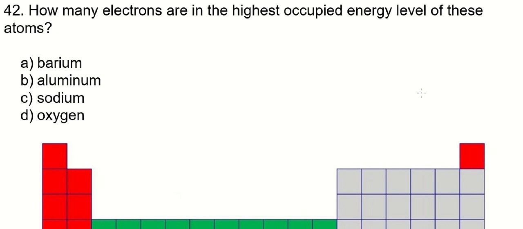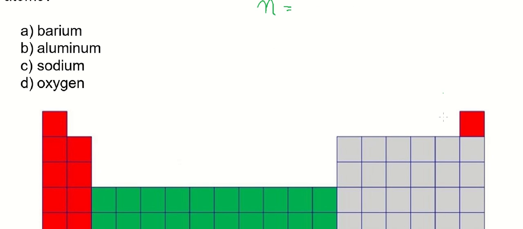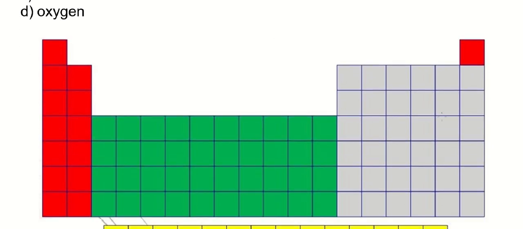Question's asking us how many electrons are in the highest occupied energy level. So we're looking at the principal quantum number n is equal to the highest number. All right, so barium, it's an alkaline earth metal, is way down here in the 6th energy level.